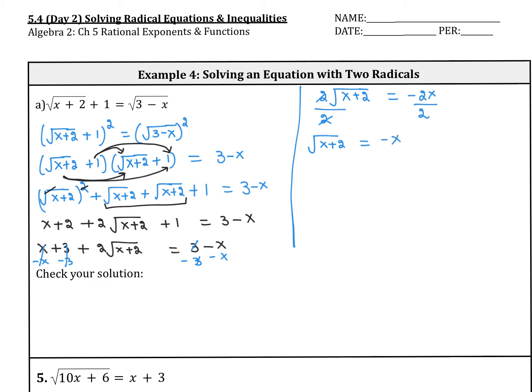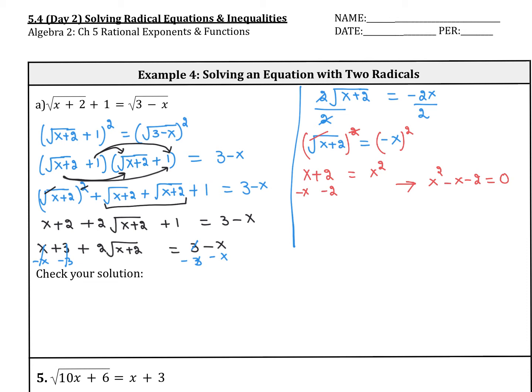Now we are going to solve it further because we're going to remove the square root from this side. So we're going to take the square on each side. Square root and square cancel. x plus 2 equals x squared. Now we're going to bring the equation to one side, so you subtract x and subtract 2. The equation you get is x squared minus x minus 2 equals 0.